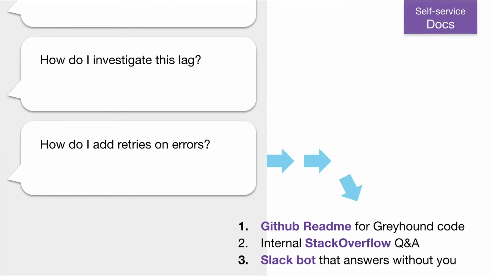And let's talk about documentation. So there are questions like, how do you investigate this lag, right? That's the big production issue with Kafka, growing lags. And questions about how to use Greyhound, like, I want to add retries on errors. So we created a very extensive GitHub README, because developers are used to GitHub for getting information. We also add a lot of Q&A-style data to our internal Stack Overflow site. And also on our channel, we have a Slack bot that answers questions without us needing to be present.